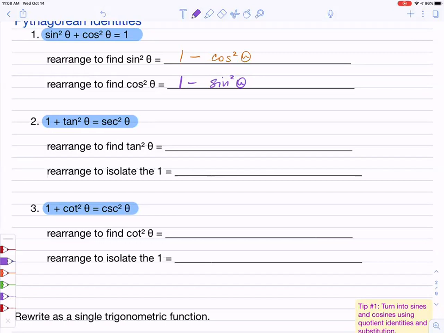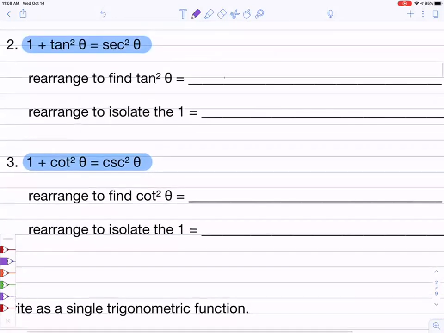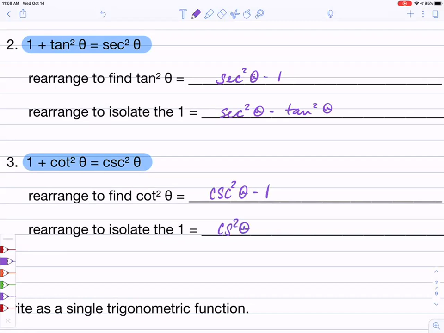Okay, so the second trig Pythagorean identity, how can we rearrange to get tangent squared alone? Yeah, secant squared theta minus 1. And then what if I wanted to just isolate the 1? So no big deal on those. And then the last one, same concept, cotangent squared will be equal to, and then if the 1 is alone, hang on, I can't spell cosecant.